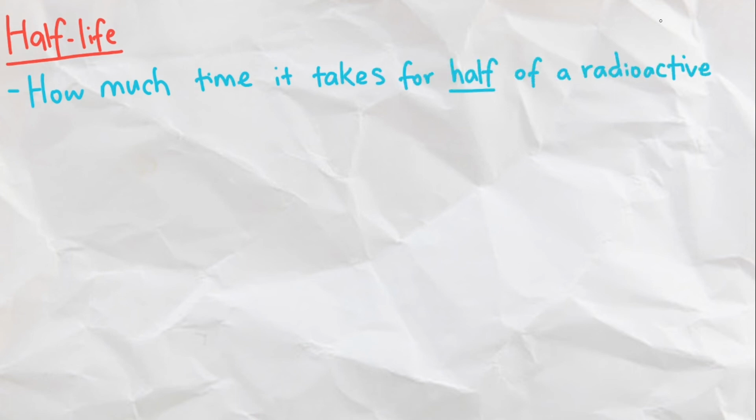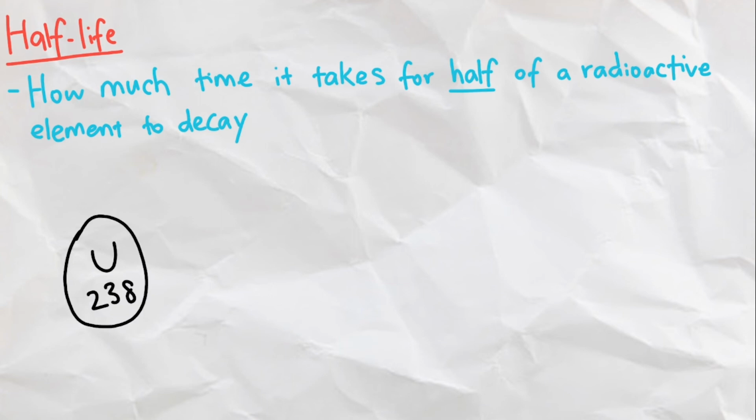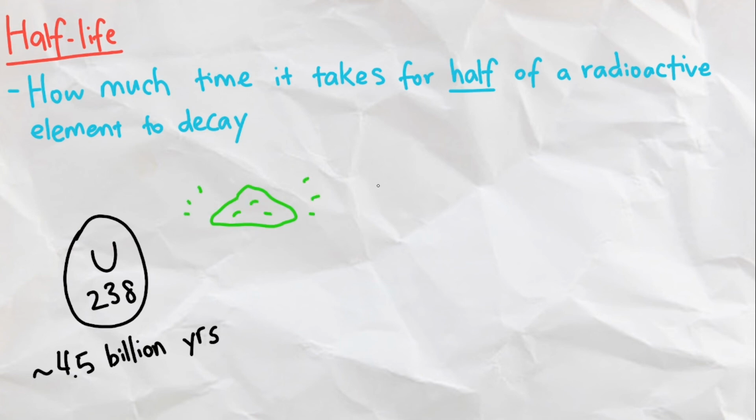Finally, we'll briefly touch on half-life, which is just how much time it takes for half of a radioactive element to decay. Uranium atoms have a half-life of 4.5 billion years, so it will take 10 grams of uranium atoms 4.5 billion years to become 5 grams. This means that the longer the half-life, the safer an atom is in terms of radioactivity, since it takes longer for the atom to emit all those harmful gamma rays.